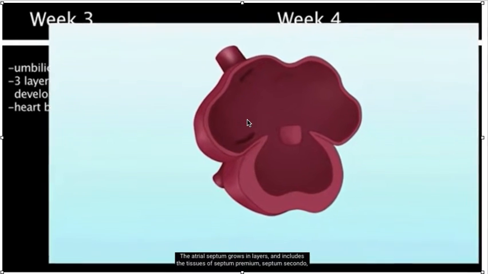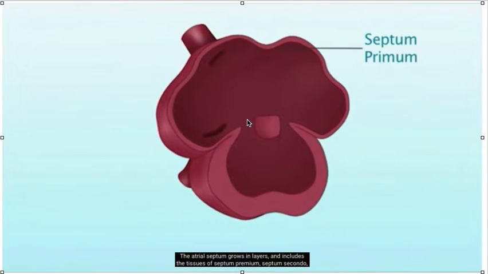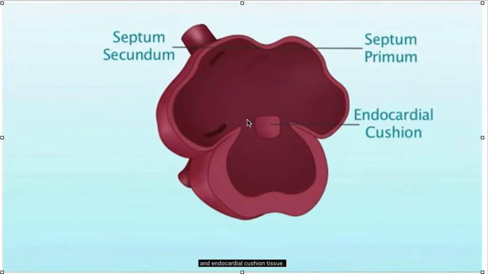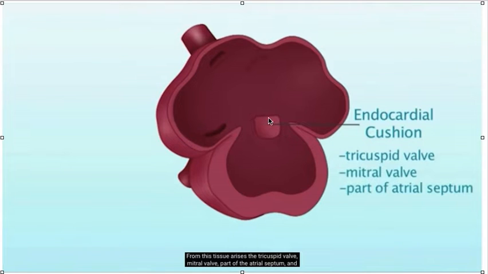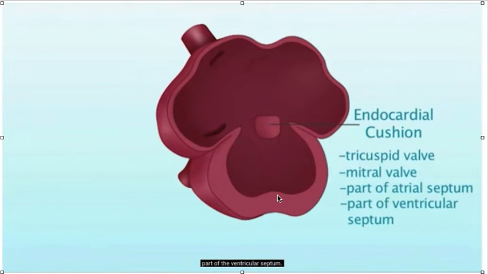Now the atrial septum basically is growing in layers. I mentioned about the septum primum and the septum secundum, and then we have the endocardial cushion between the atrium and the ventricles, right? This is the atrium, this is the ventricle. We have the endocardial cushions in the middle, which will form the tricuspid valve, the mitral valve, and a part of the atrial septum.